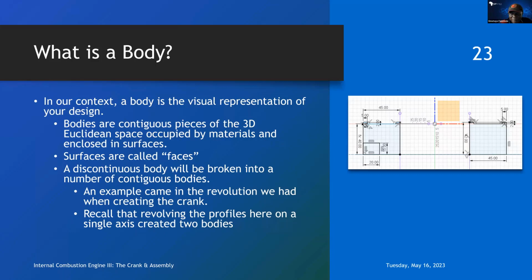You can remember when we were doing our revolving, we revolved these two profiles. But because these two profiles are completely disjoint, they created not one body, but two bodies. Even though we told it to create a body, it did not create a body, it created two bodies, and it is because of the fact that they are disjoint. So a discontinuous body will be broken into a number of contiguous bodies. An example came in the revolving we had when creating the crank. Recall that revolving the profiles on a single axis created two bodies. Remember that.